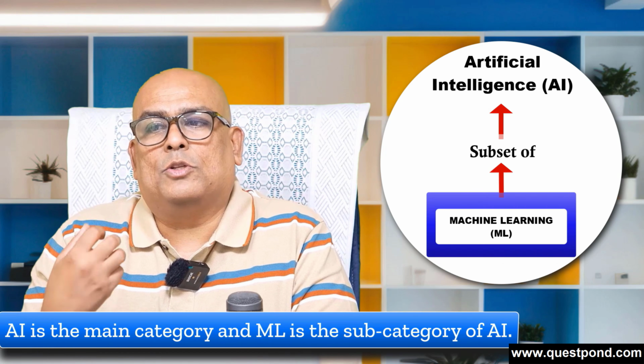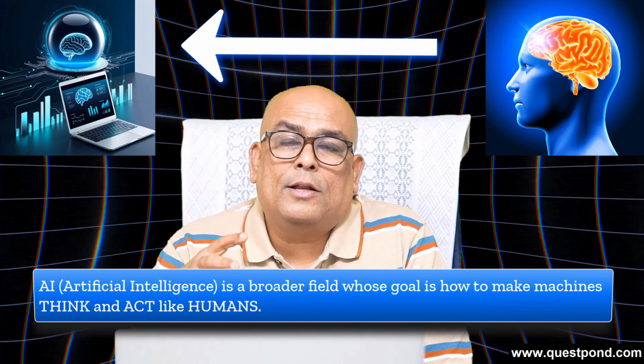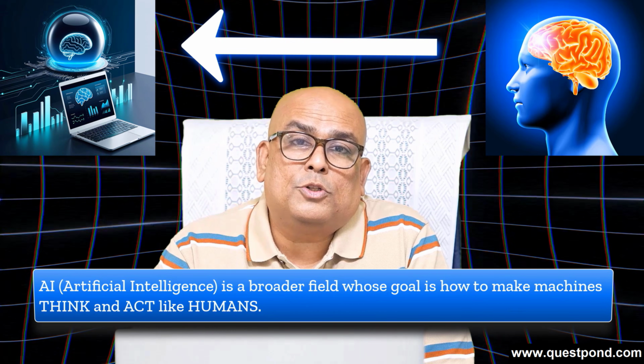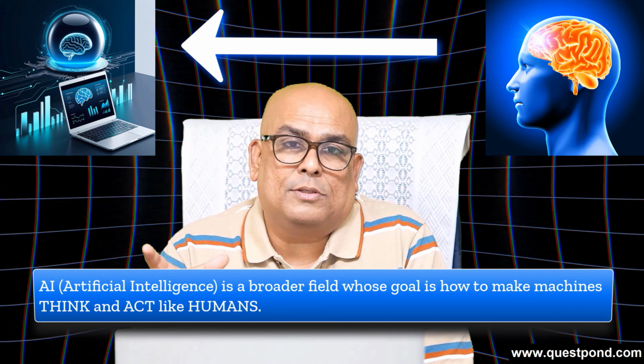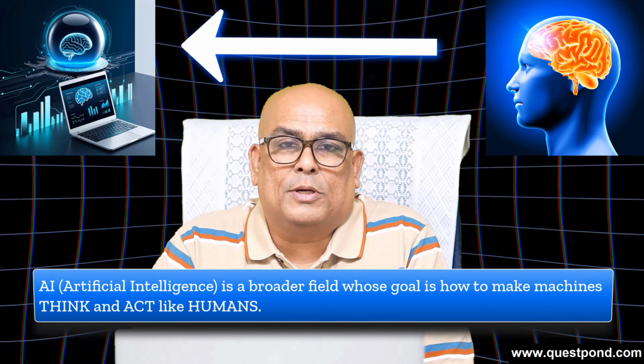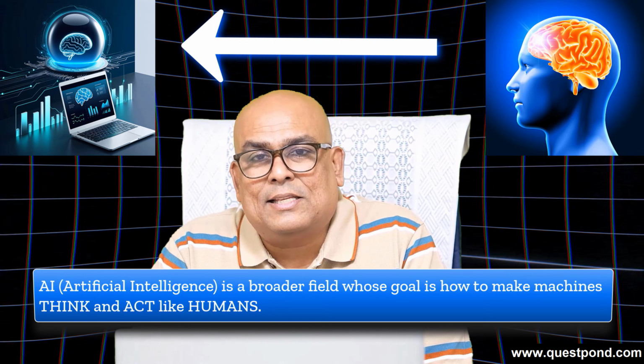So when we say AI, what does it mean? AI is a broader field, where humans want computers to think like humans. Your robot or your machine should think, act, and sense like humans.